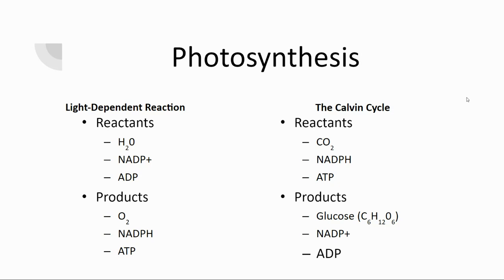And the Calvin cycle, the reactants are carbon dioxide, the electron carrier with the excited electrons, NADPH, and ATP. The products are glucose, NADP plus, which is an empty electron carrier, and ADP, which has had the second and third phosphate bond broken.